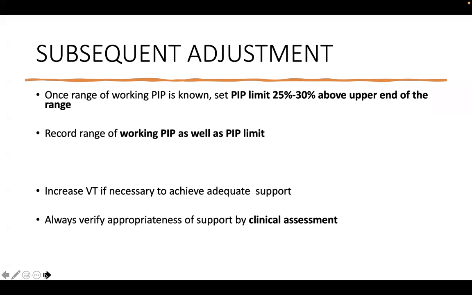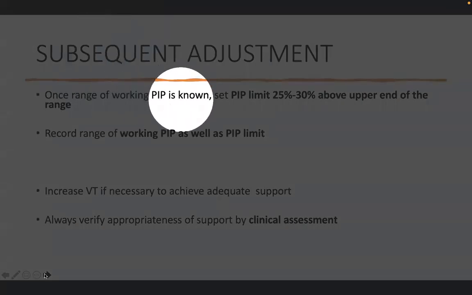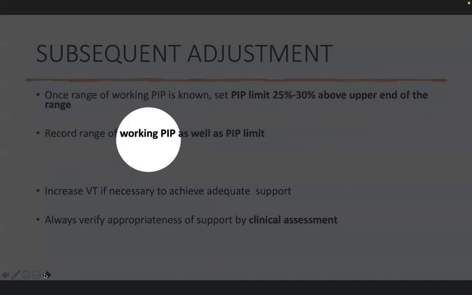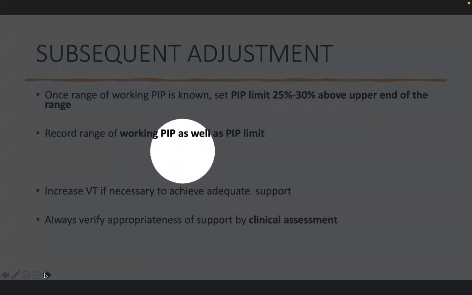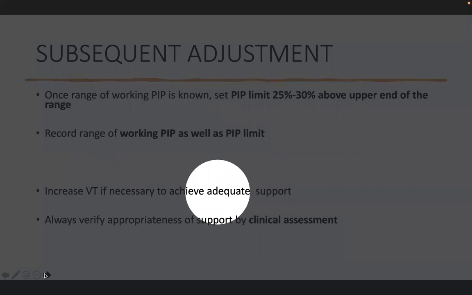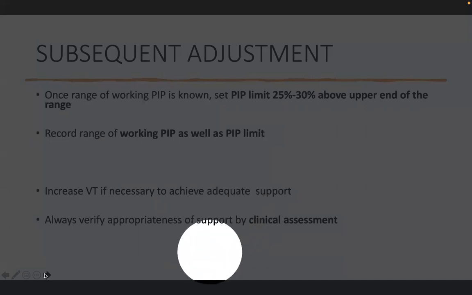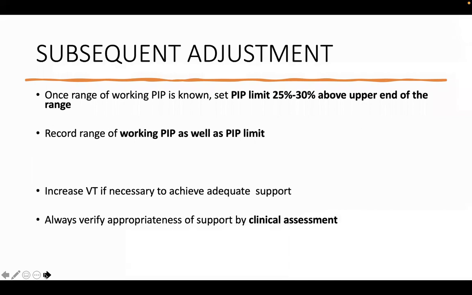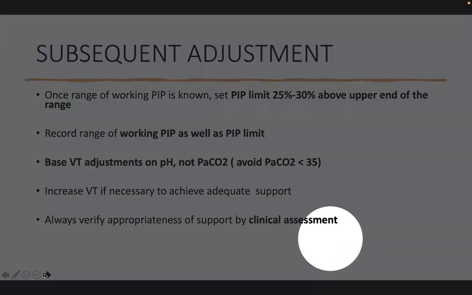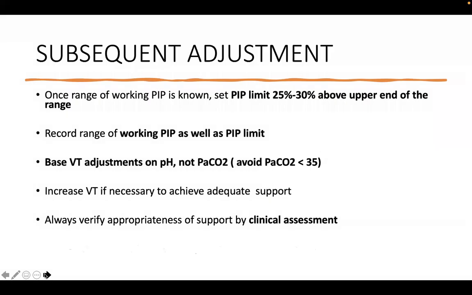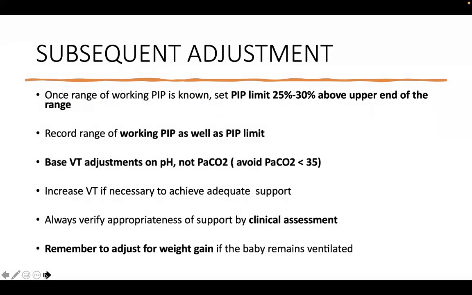After setting the initial VT, that is not the end; subsequent adjustments have to be made. Once the range of working PIP is known, we should set the PIP limit 25 to 30% above the upper end of the range. Record the range of working PIP as well as the PIP limit on all the morning and evening rounds so that we know the condition. We should increase VT if necessary to achieve adequate support. We should always verify appropriateness of support not only with the ventilator graphics, but also by clinical assessment of the baby. We should base VT assessments on pH, not PCO2. However, it is better not to go below 35. And we should also remember to adjust for weight gain as the baby grows.